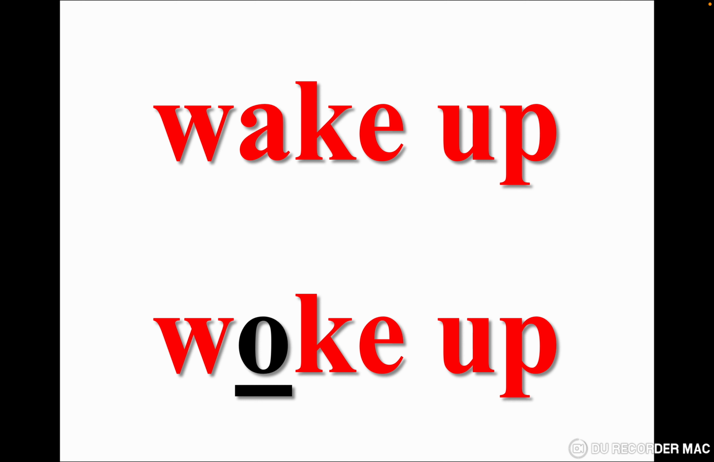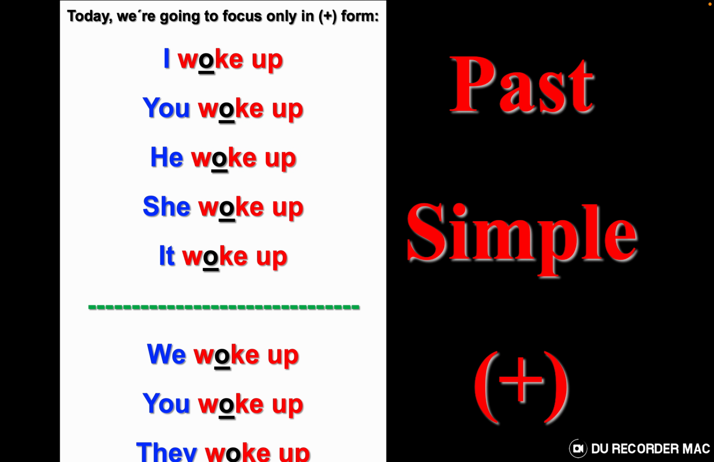Wake up is the present. We are going to change A to O. Students pronounce it like walk. No. Walk is to go to a place, to walk. This one is woke. Woke up. So let's see woke up in the past with all subject pronouns. I woke up, you woke up, he woke up, she woke up, it woke up, we woke up, you woke up, they woke up. Let's go to the next verb.